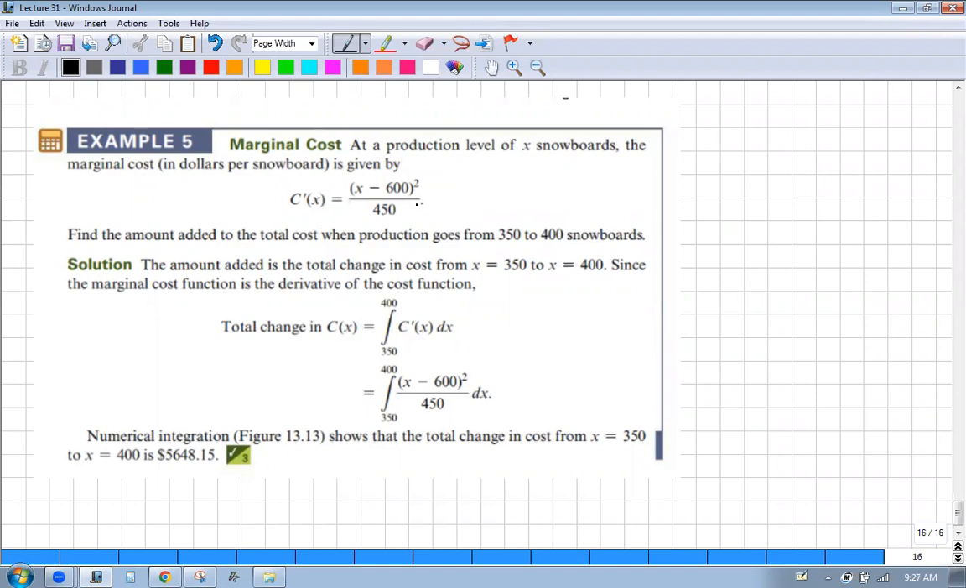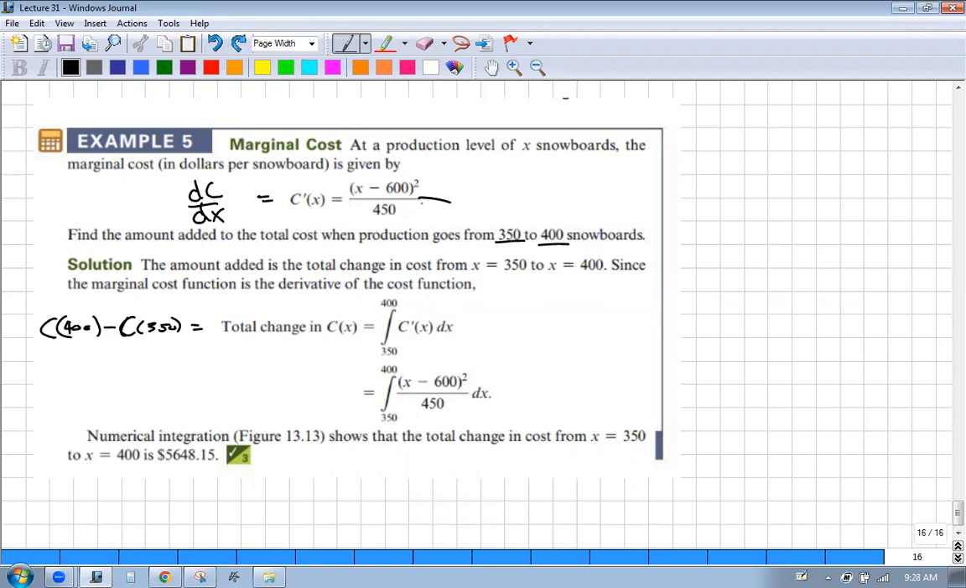Okay. Let's see. At a production level of x snowboards, the marginal cost in dollars per snowboard is given by this. So this is the derivative, right? This is the change in cost with respect to x. Find the amount added to the total cost when production goes from 350 to 400. So they say the total change in C of x. This is C of 400 minus C of 350. That's what total change is, right? So that's the integral of C prime from 350 to 400, okay?